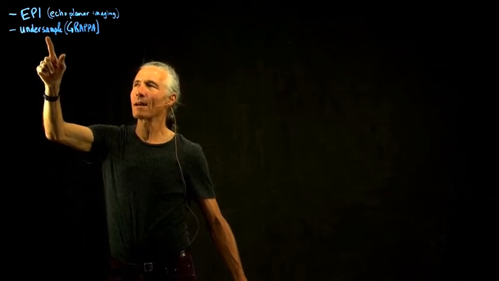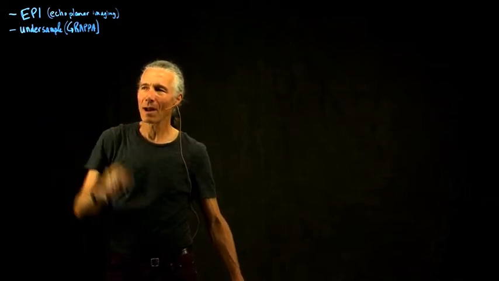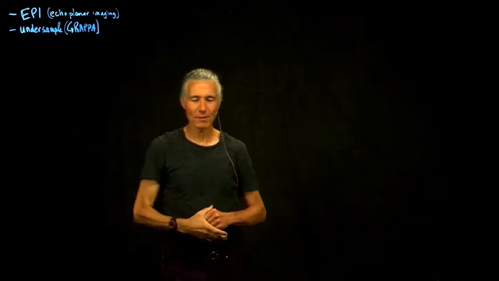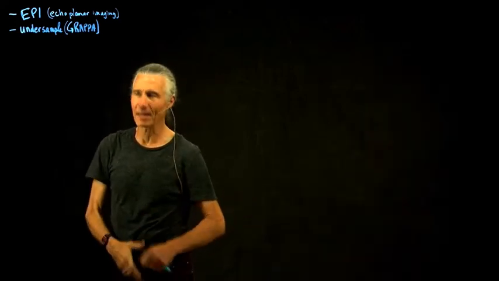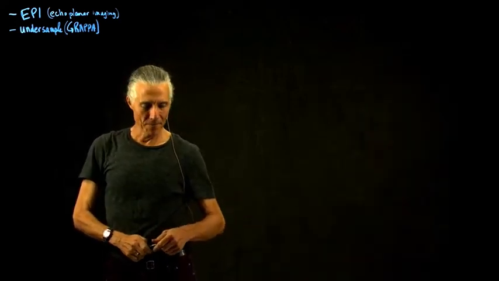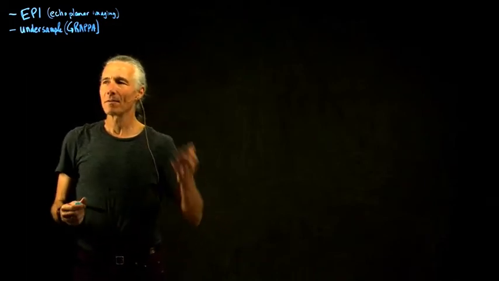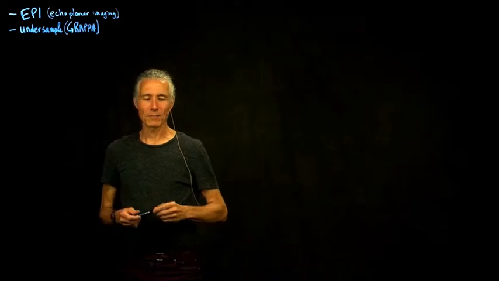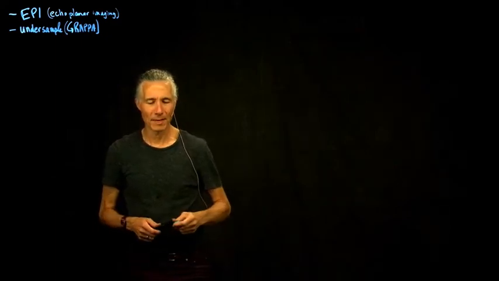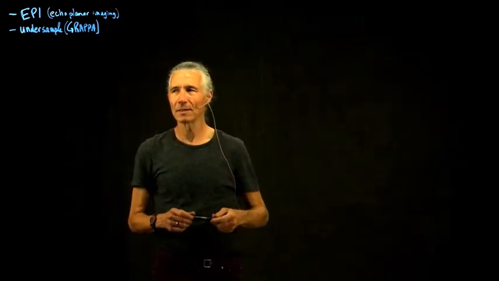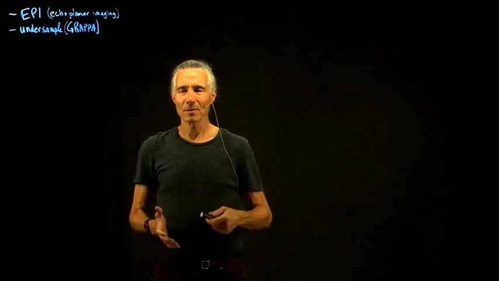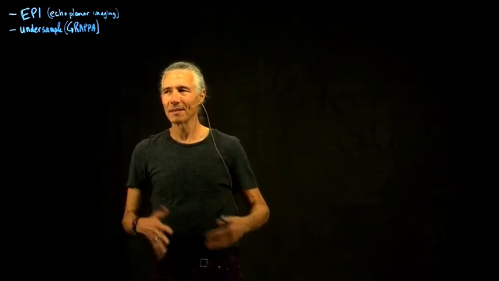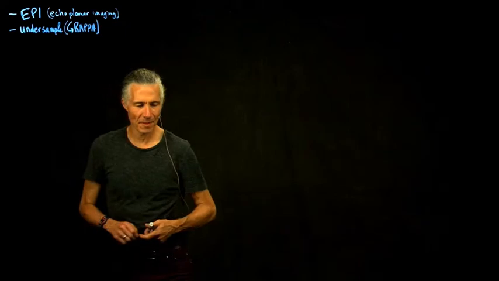So in the second half we'll go over why you can undersample. So why can you undersample K-space? And then on Friday I'll talk about how multiband works. Multiband EPI is probably the most common sequence used in functional MRI.